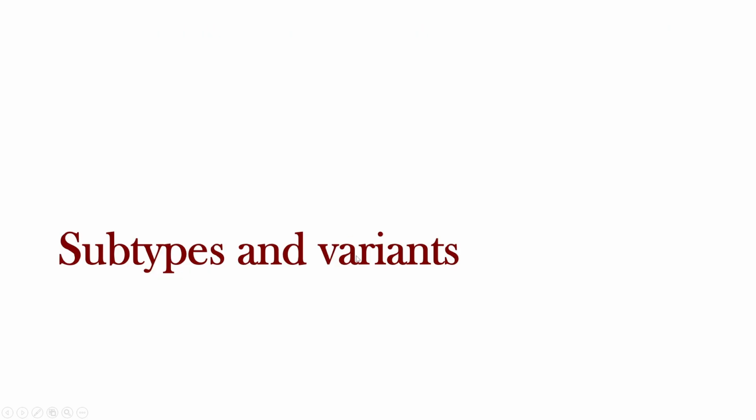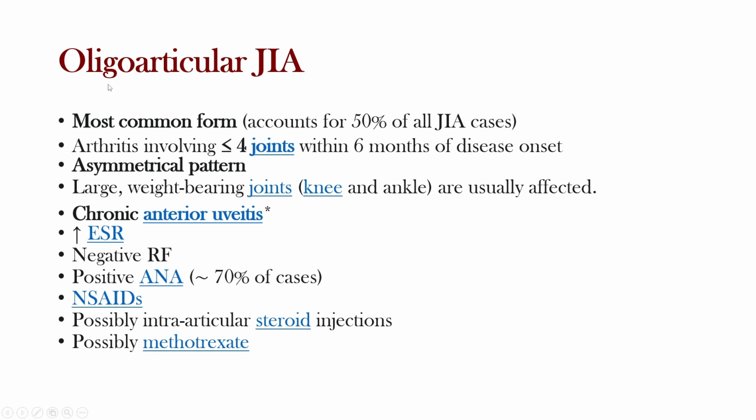Let's speak now about the subtypes and the variants. First of all, oligoarticular juvenile idiopathic arthritis. It's the most common type, accounting for 50% of all the cases. We will have arthritis involving 4 or fewer joints within 6 months of disease onset. It has an asymmetrical pattern, so we might have it on the right side but not the left side. Large weight-bearing joints get affected, like the knee and the ankle. We will have a chronic anterior uveitis.